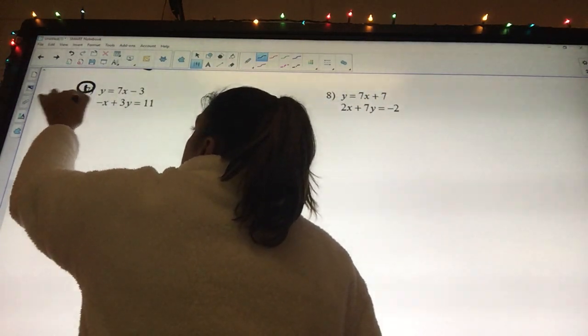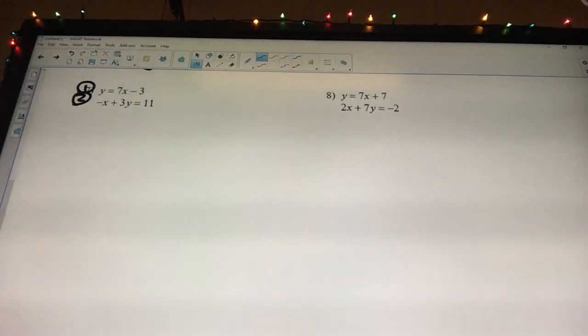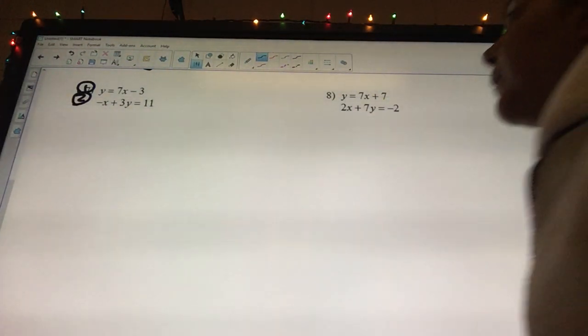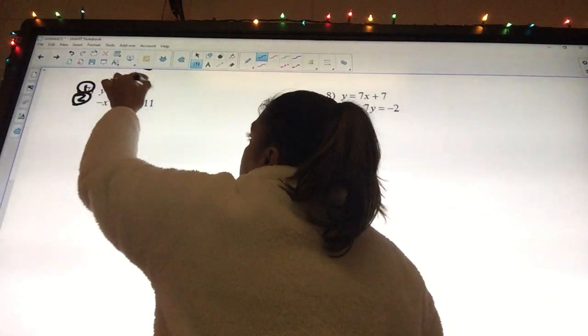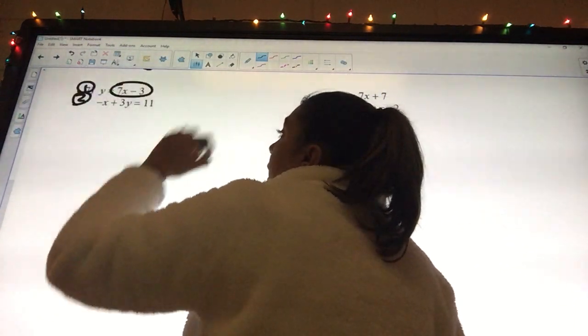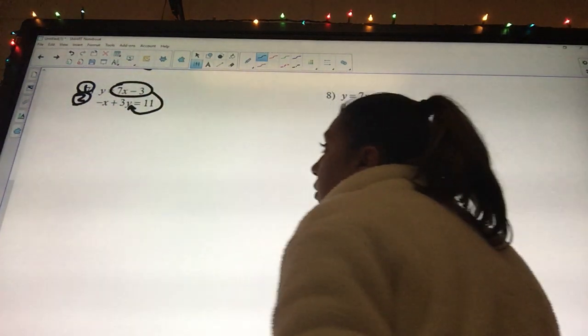Okay, so this one, we're going to label the equations 1, equation 2. Okay, we solve one of them for y. Okay, well, one of them's already solved for y, so we're going to circle this, and we plug it into the other equation. So this one's going to be down here. It's going to get plugged in down there where there's the y.